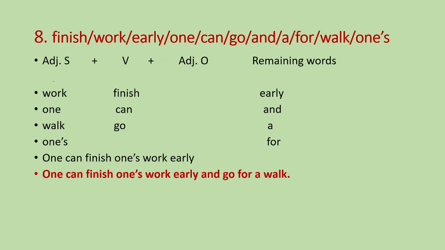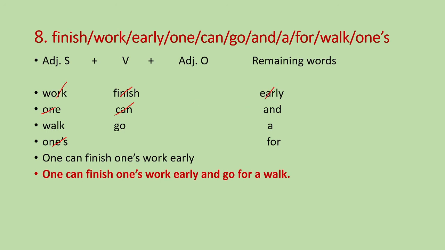So again quickly under the equation, "finish" will come under V, "work" under S, "early" will go under remaining, "one" you can write under S, "can" under V, "go" under V, "and" under remaining, "for" under remaining, "walk" under S, and "once" under S. So it is related to some work and early. So going for a walk. So it says that "one" will be the subject. So one can finish one's work. So there's one's also. So one can finish one's work early.